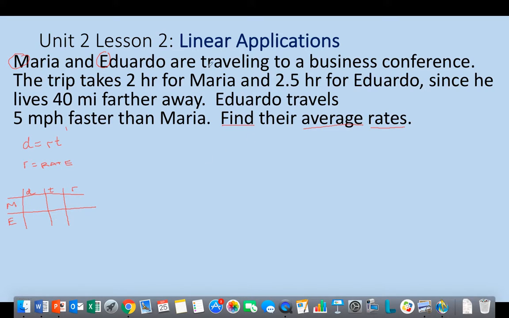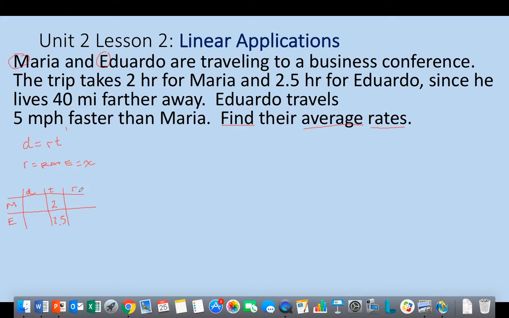Because what do I know? As I go through here, what do I have? I know that the trip takes 2 hours for Maria, and it takes 2.5 hours for Eduardo. So for time, I can put that here. 2 hours for Maria and 2.5 hours for Eduardo. Right? The rate, well, the rate is my x, okay? That's what I want here. That's what I want to find.